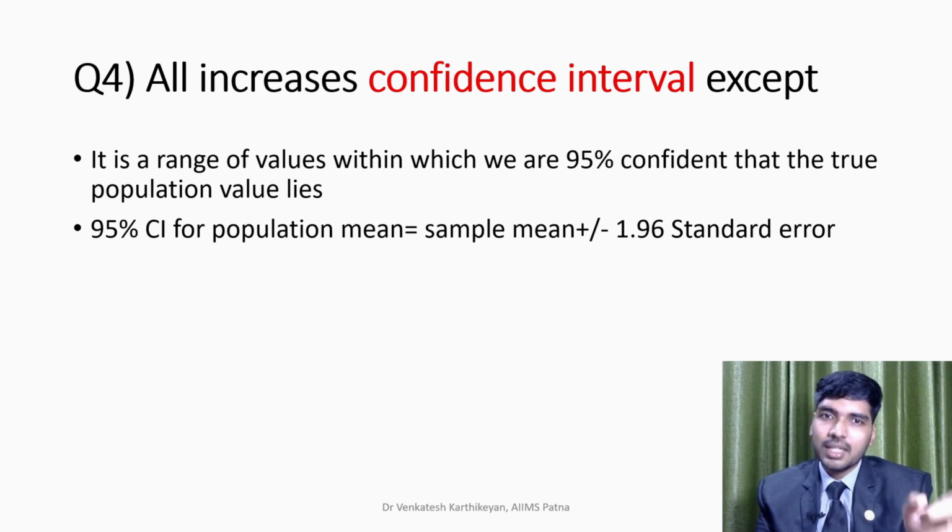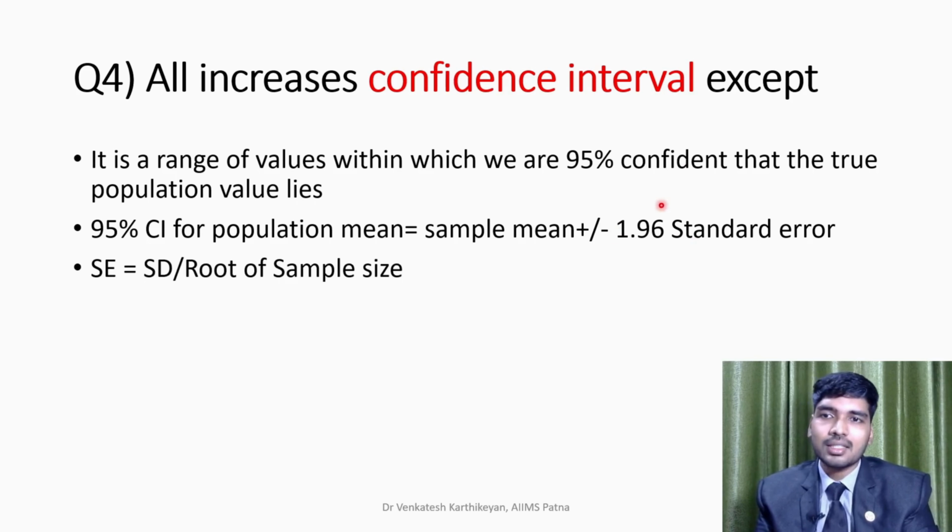Before going into details about confidence interval, first we will see the formula. The 95% confidence interval for population mean is equal to sample mean plus or minus 2 standard error. It's actually 1.96, but for the sake of convenience, we'll have it as 2 standard error. What is standard error? Standard error is equal to standard deviation divided by root of sample size. So substitute this formula for standard error here. What do you see? You see the root of sample size coming as the denominator.